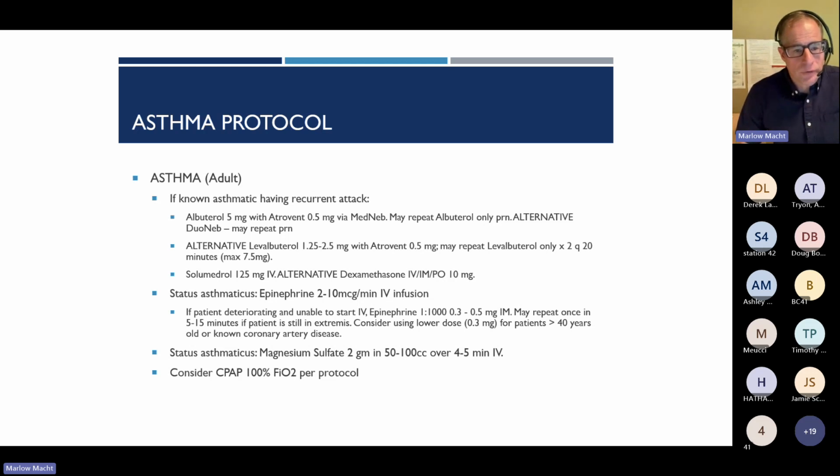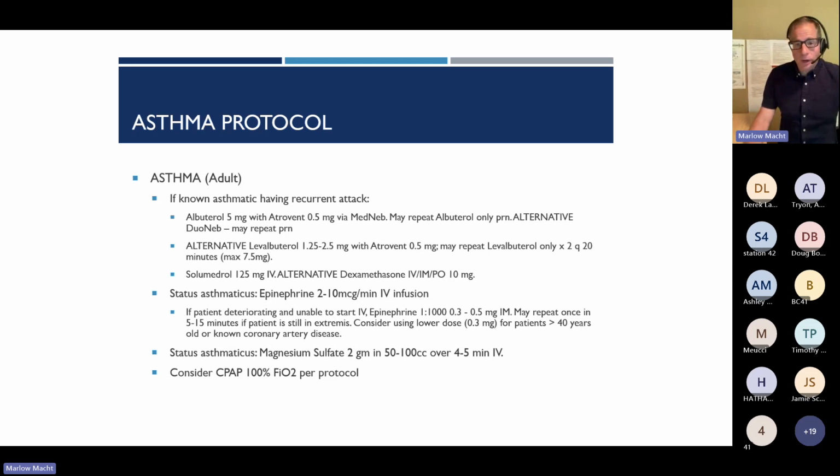Because of drug shortages, we've introduced the protocol for levalbuterol or Xopenex. And the dose of that is half the number of milligrams, but thankfully they packaged it so it's the same volume. And then our first choice is Solumedrol as a steroid. Alternative is dexamethasone. For status asthmaticus, start epinephrine.